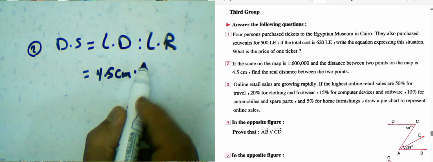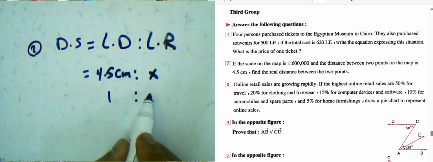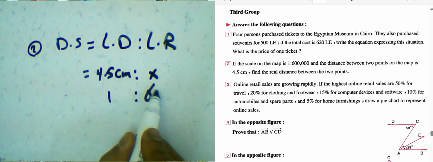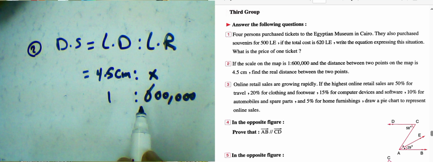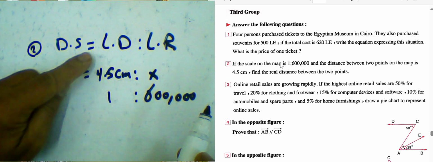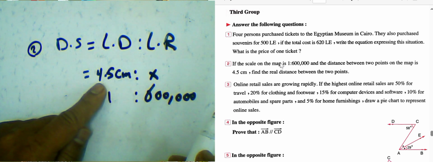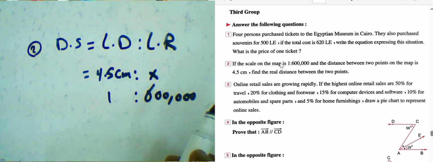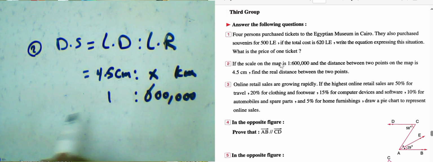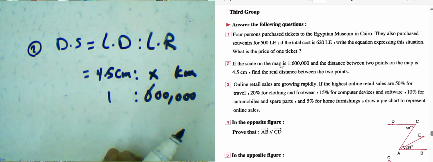centimeter to length in reality x. And the ratio 1 to 600,000. It's not 1 million. Are you reading it as 1 million? No, we have here the ratio 1 to 600,000. So the ratio between length in drawing and length in reality is 1 to 600,000. He gives us the information: length in drawing 4.5 centimeters, and you want to find the length in reality in kilometers. Understood? You want to find the real distance between 2 points. Understood?